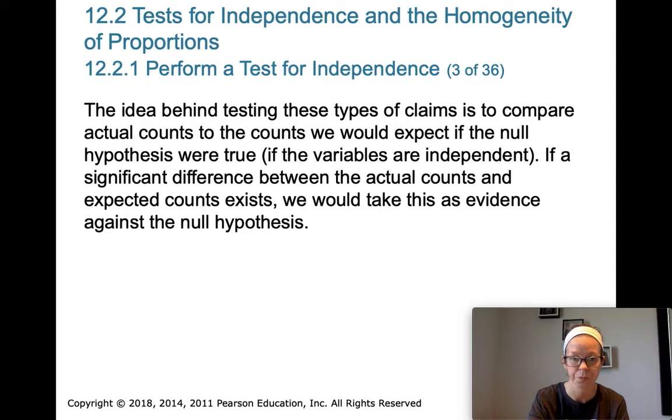So the idea behind this type of testing is to test the types of claims that compare actual counts to the counts that we would expect to find if the null hypothesis were true. If the two variables are independent of each other, what would we expect the counts to be? And then what are the actual counts, and let's compare.